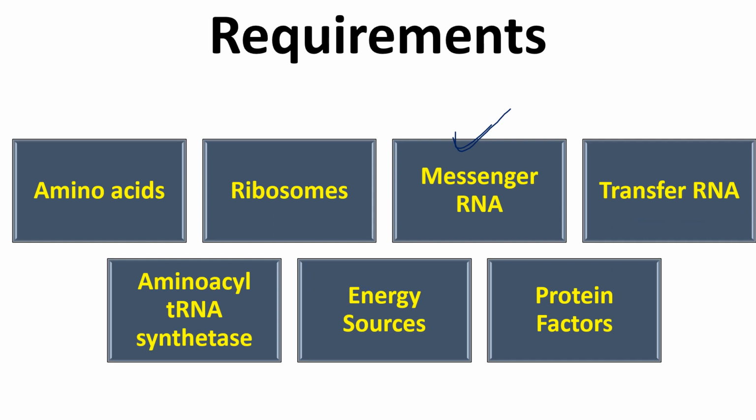Then the second thing we require is amino acids. We know that we have 20 important amino acids. Can anyone tell me how many amino acids we have in our body? In the human body, how many amino acids do we have? Anyone can tell me? So 20 only. Okay. Anyone else?